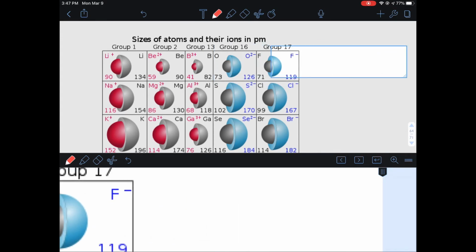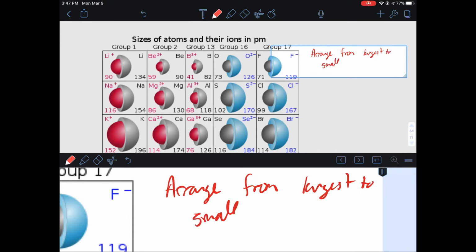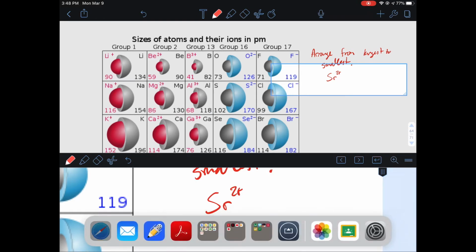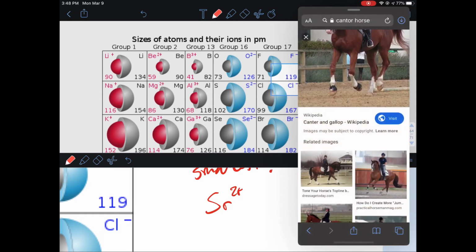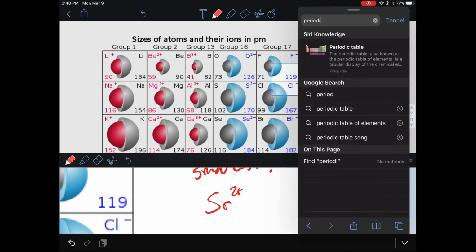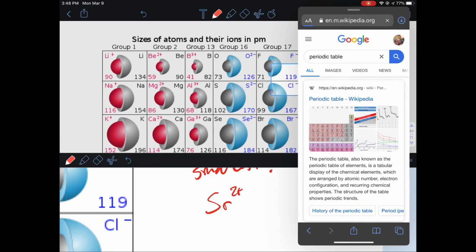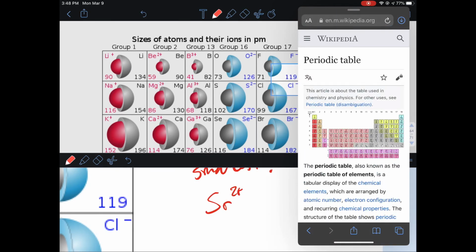So, some good question types that we might see is, what's bigger? Let's try arrange from largest to smallest. And let's say, let's go strontium 2+. I really should have brought a periodic table here. Just one second. That's for my bio class. Periodic table of elements.